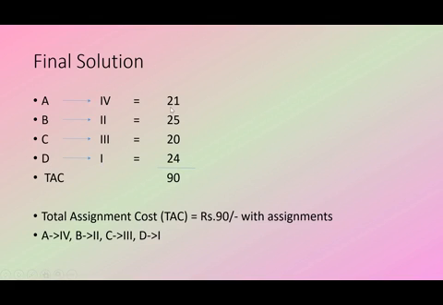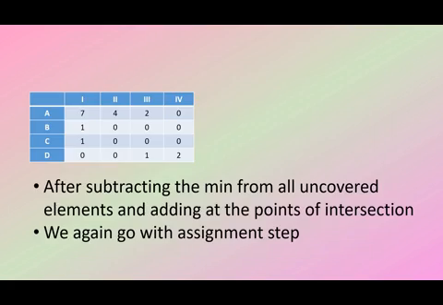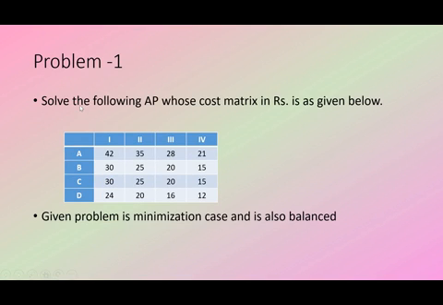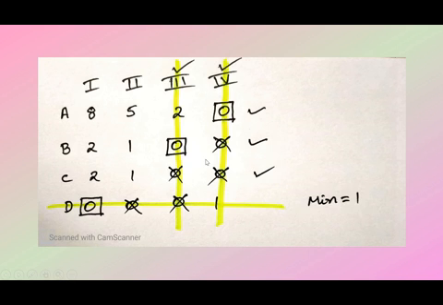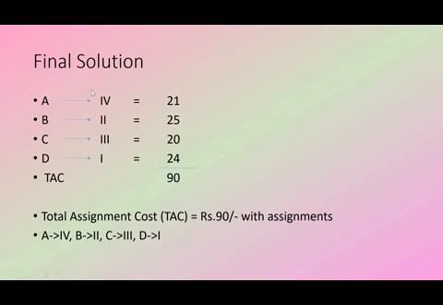So corresponding costs I am supposed to write. So where do I get this cost from? This cost should be taken from the original problem. In the problem, A to 4 was 21. See, A to 4, I have put 21. B to 2 was 25. C to 3 was 20. D to 1 was 24. Right? From the original cost matrix given in the problem, I take the values and put them here. After putting them, I am supposed to add all these values.